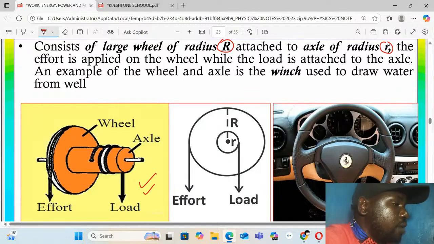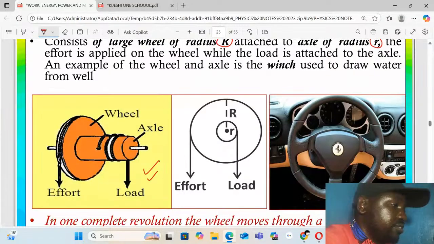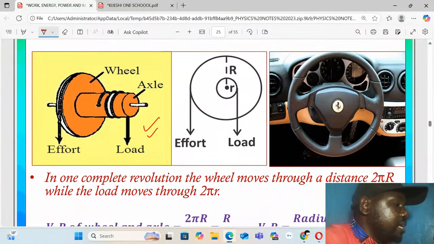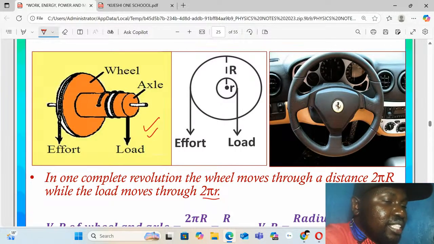So how will we get mechanical advantage, velocity ratio and efficiency? In one complete revolution, the wheel moves through a distance of 2 pi R, while the load moves through 2 pi r. In short, this is the circumference of the wheel, whereas this one is the circumference of the small axle.